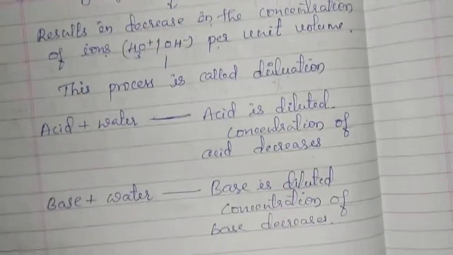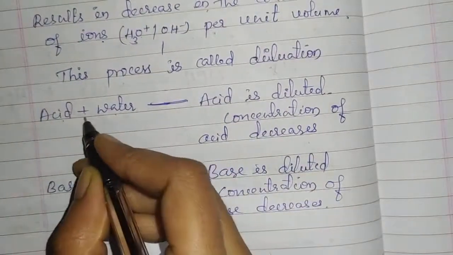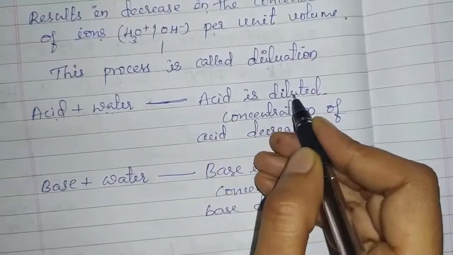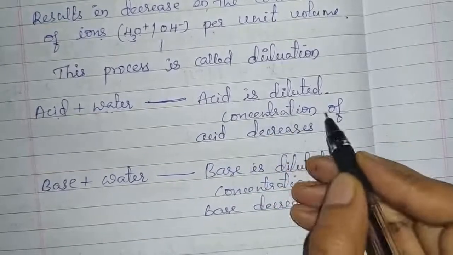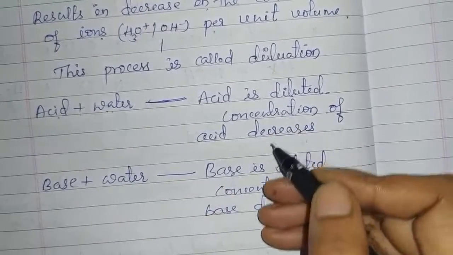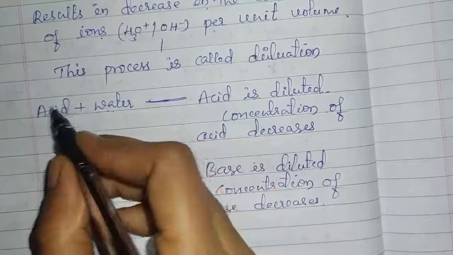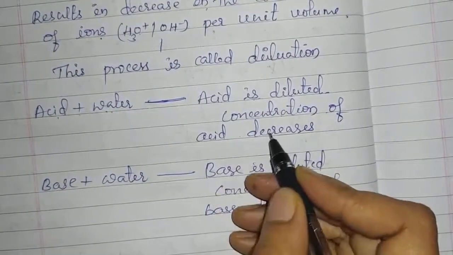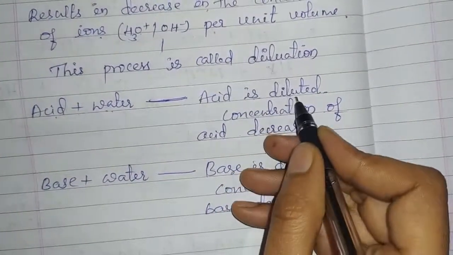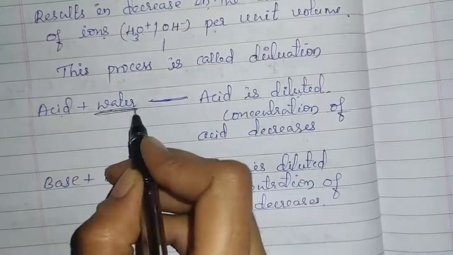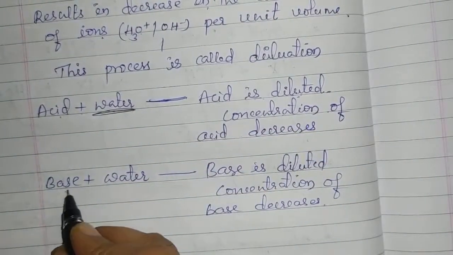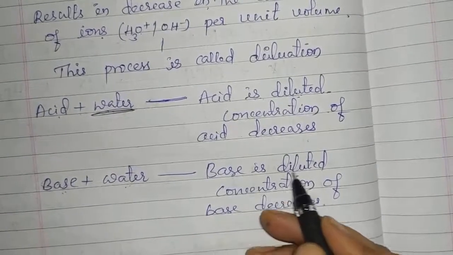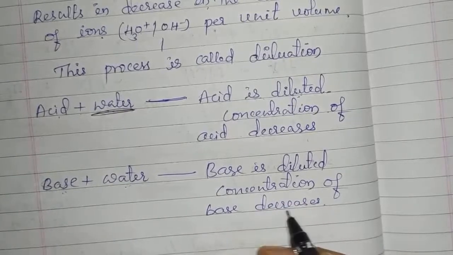So see here, when acid is added to water, we can say that we are diluting the acid, or the acid is diluted. On diluting the acid, the concentration of the acid in solution decreases. Here acid is the solute and water is the solvent. Therefore, the concentration of the acid decreases when acid is diluted. To dilute acid, we have to add water. Similarly, when base is added to water, base is the solute and water is the solvent. Here the base is diluted and the concentration of the base decreases.